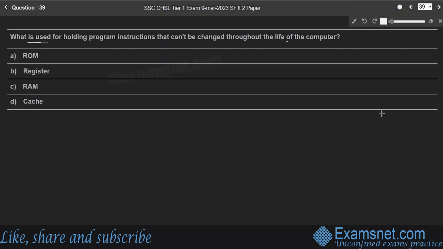Question 39. What is used for holding program instructions that can't be changed throughout the life of the computer? Here, ROM, read-only memory. Read-only memory is a storage medium that permanently stores data on computers and electronic devices. The data stored in these chips is non-volatile, so it will never change. That is, it is not lost when the power is removed.